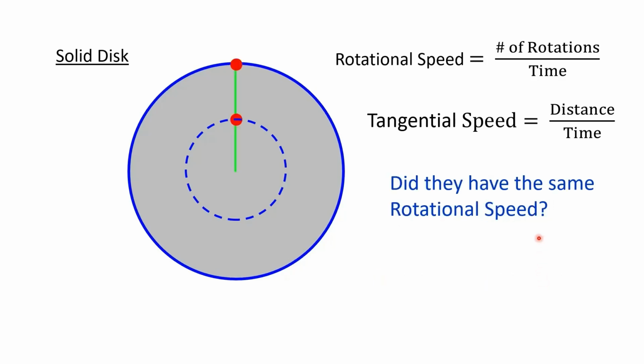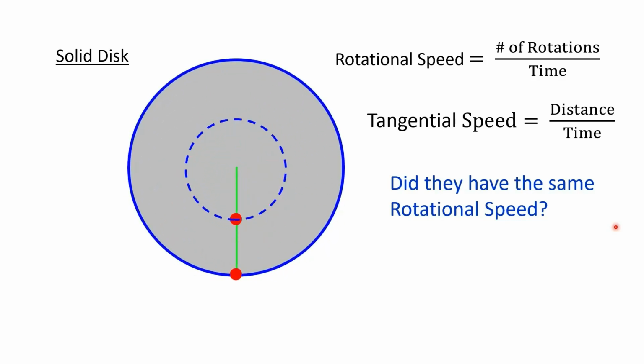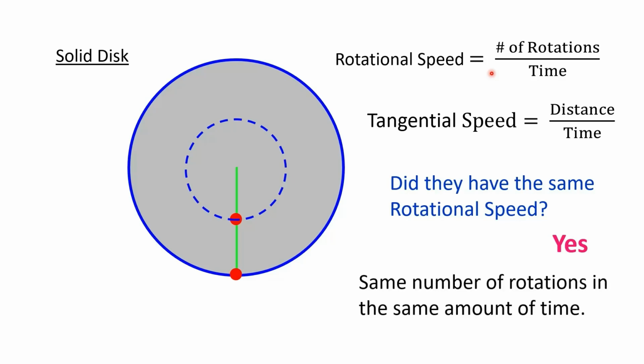All right, last question. Did they have the same rotational speed? Watch this time. Well, if you were noticing, they traveled exactly 1.5 rotations, and it was the same amount of time. So rotational speed is number of rotations per time. So in that case, yes, they had the same rotational speed, because same number of rotations in the same amount of time.